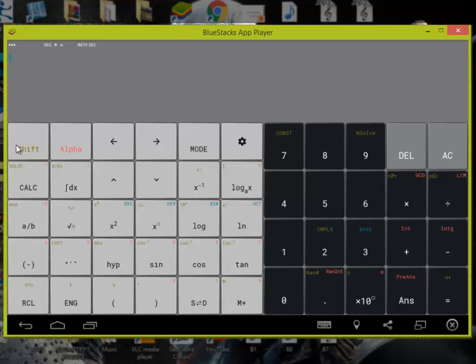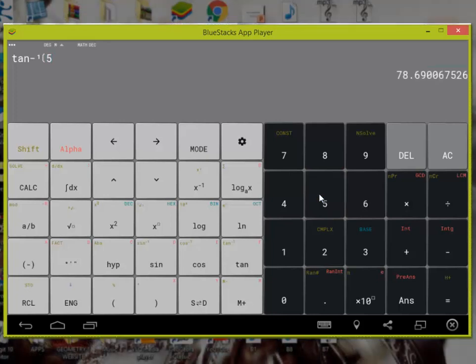We move to the next one, shift and then tan to give us the tan inverse. And then the next gradient was 5. For example 2, tan inverse of 5. So that one we are going to get 78.69. So one decimal place is going to be 78.7 degrees. So that's your answer.